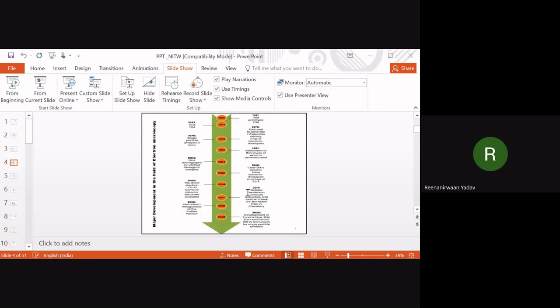Now the field of electron microscopy began when the first prototype of the TEM was developed in 1931. The concept of single particle analysis started around 1975, when a 7 angstrom electron density map was prepared using single particle analysis for the protein bacteriorhodopsin.